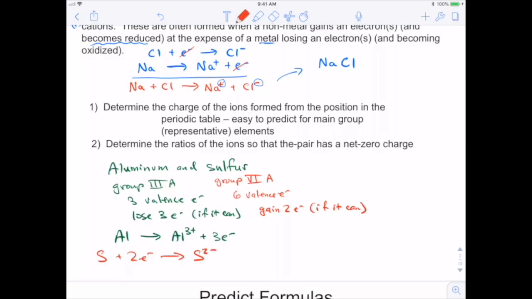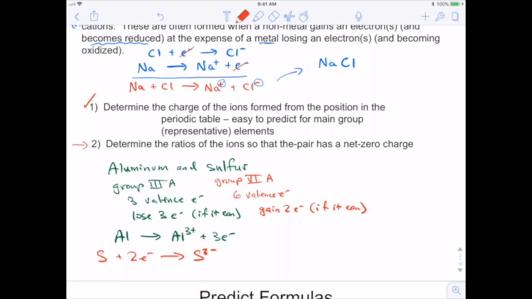It's picked up 2 electrons, so it has an overall net 2 minus charge. All right, so now we've satisfied step 1. For properly determining what the chemical formula will be for this ionic compound, we need to make sure that rule 2 is satisfied. Rule 2 tells us that the ratios of the ions have to be net 0.